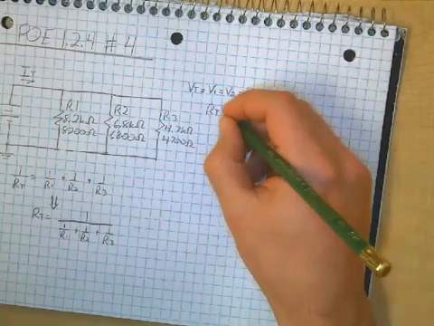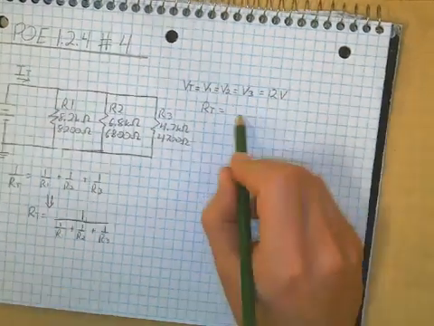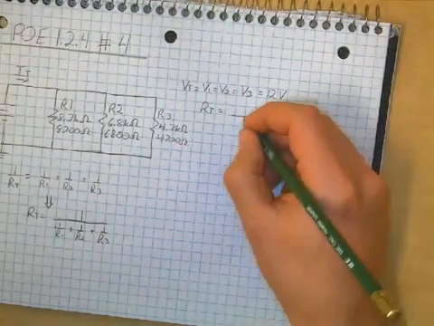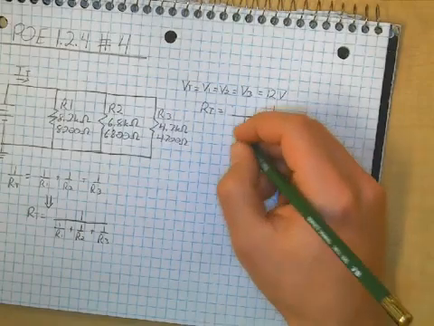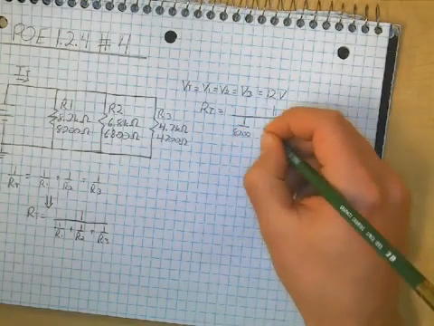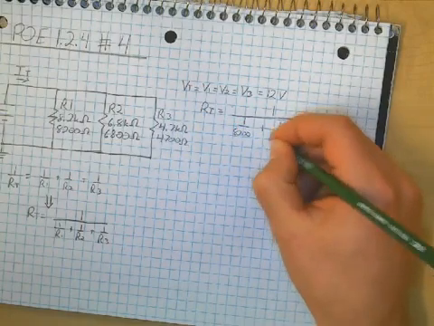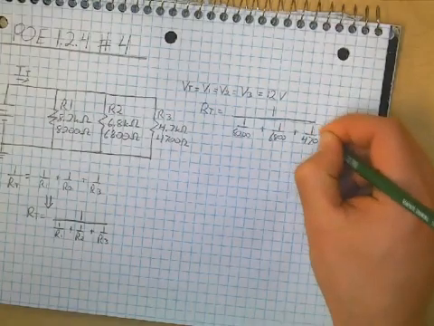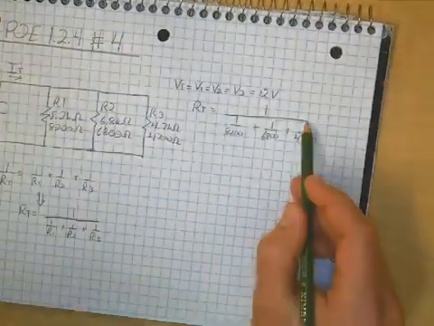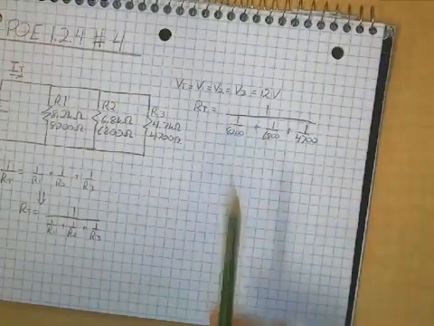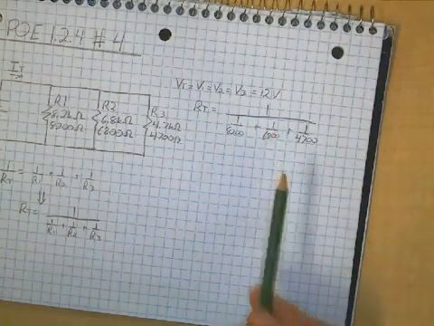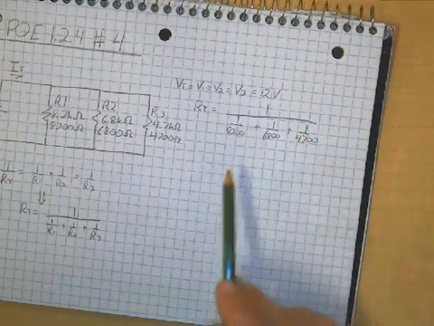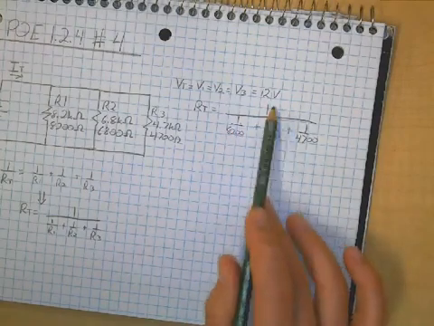So RT is equal to, I'll write it this way first, 1 over 8,200 plus 1 over 6,800 plus 1 over 4,700. If I were you, what I would do is do 1 over 8,200, do 1 over 6,800, do 1 over 4,700, find those answers, add them together, and then plug back in and do 1 divided by that total.